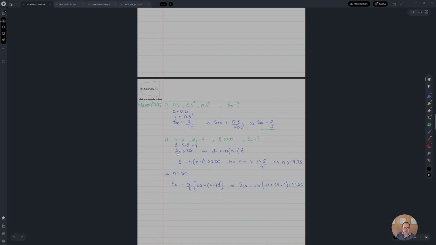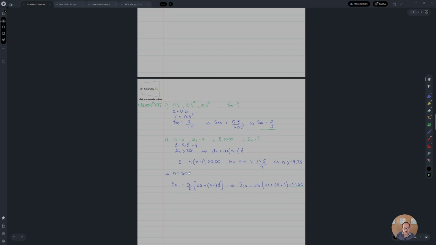So you have to use this inequality over here. You know that Un is bigger than 200, and the first value of n in which this happens is the number of terms that you have to plug in over here. Just use the formula. You know a, you know d, which is basically 4, and just solve this inequality. So you know that n must be bigger than 49.75, so obviously n is 50.